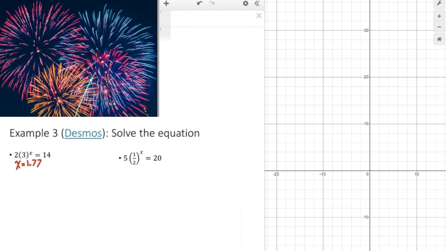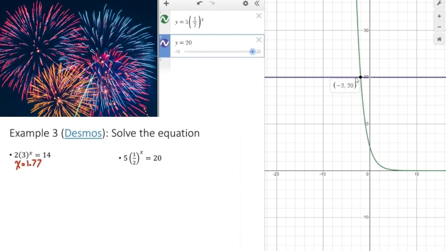Next, we'll solve 5 times 1/2 to the x equals 20. So again, we'll type the left-hand side in first, then we'll enter the right-hand side. And we see from the graph, we have a point of intersection at (-2, 20). So one solution to this equation is x equals -2. No rounding needed here. How do we know that's the only solution? Well, as I stated in the previous equation, exponential functions are either decreasing or increasing. Here, our exponential function is decreasing, and it can never turn back around to intersect y equals 20 again. So there is only one solution.